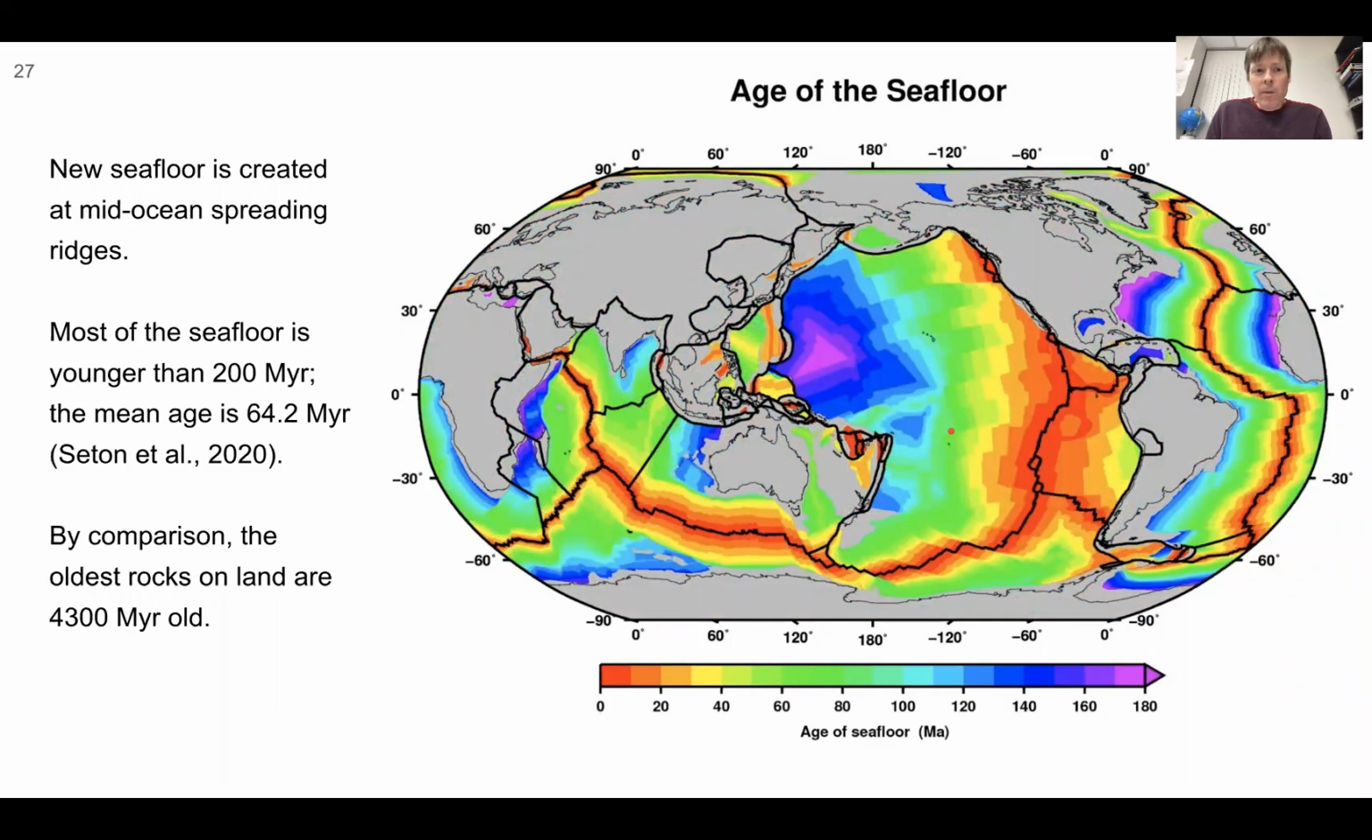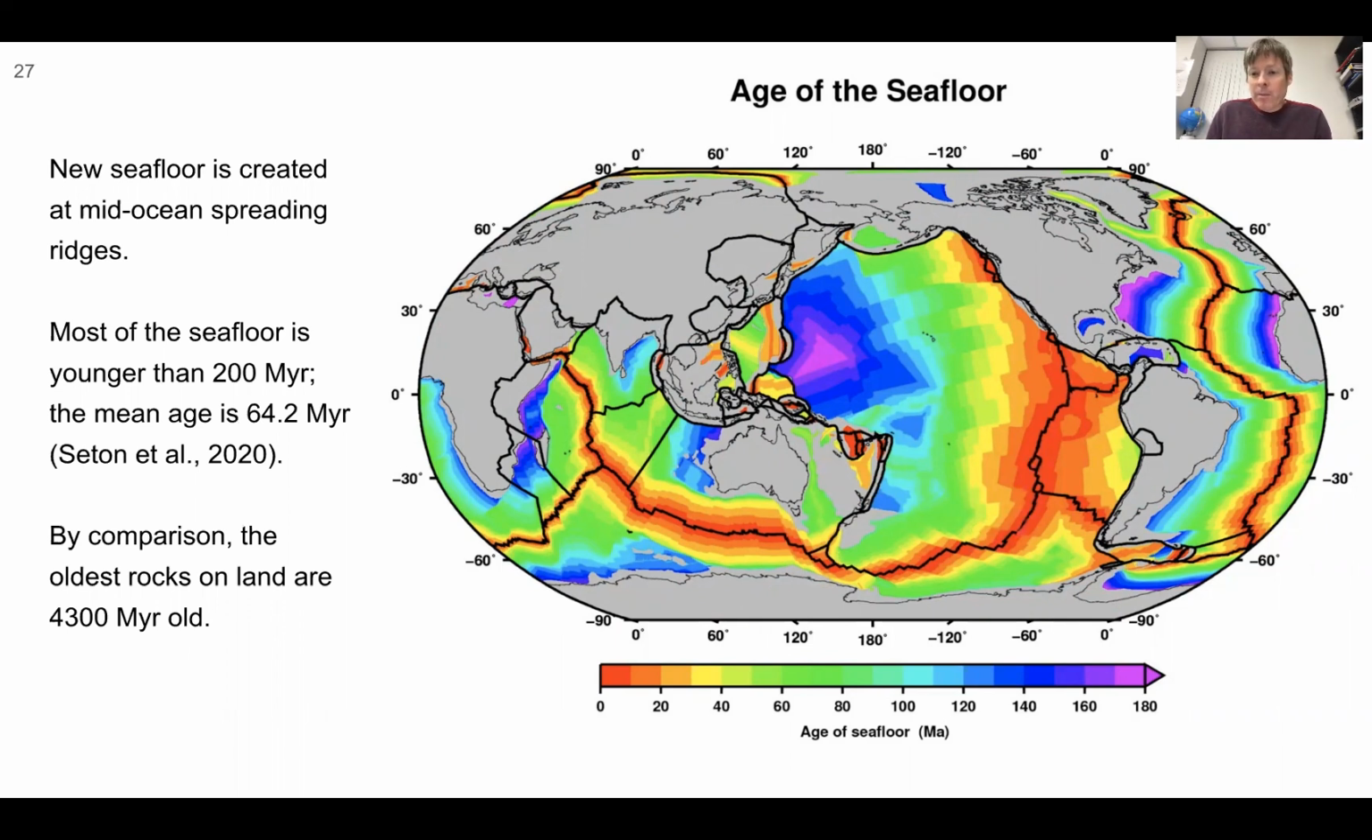Age of the seafloor. New seafloor is created at mid-ocean spreading ridges. And so first, let's just take in this map. It's telling us, based on information collected from rocks and magnetism in the ocean floor, the age of the seafloor from 0 to about 180 million years of age. Red means young. Red is the places where seafloor is being created today, slowly but surely.